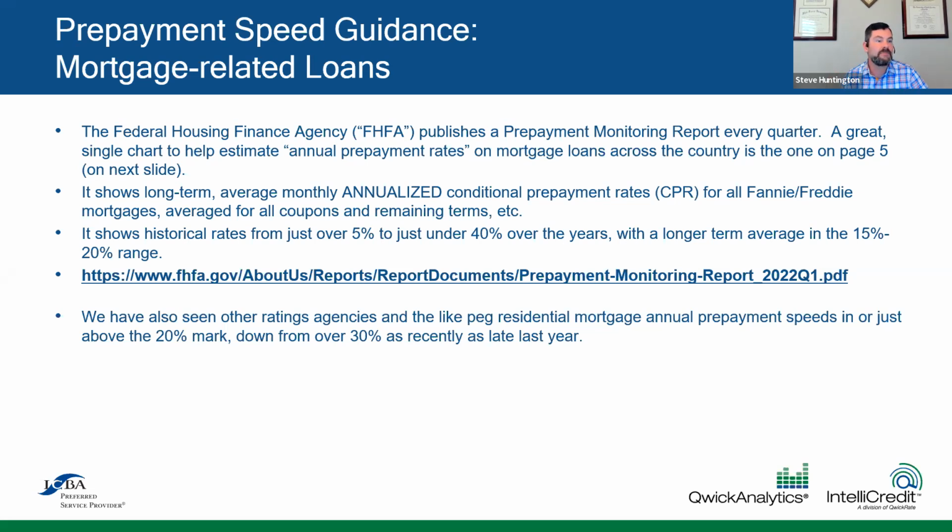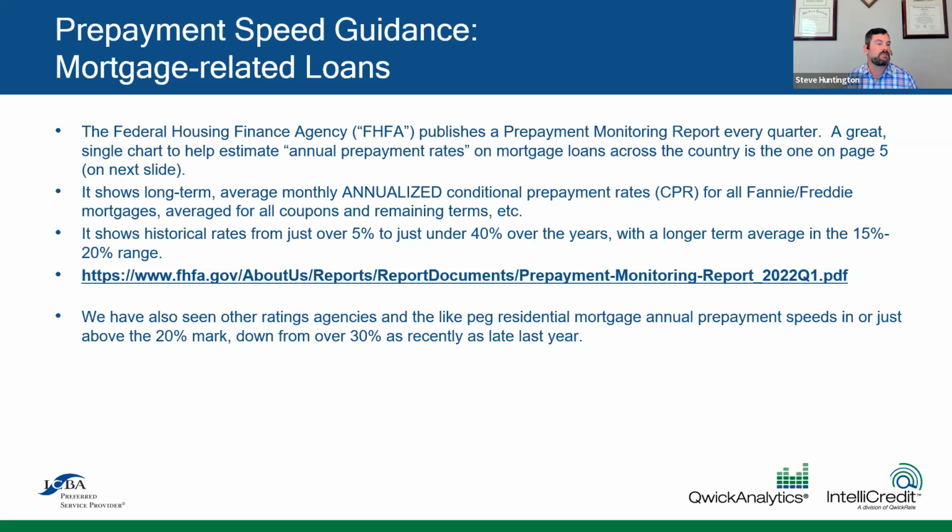The FHFA publishes what they call a prepayment monitoring report every quarter. It's surprising that it isn't more obvious and available on their website. It's there, but you have to dig to find it. We finally found it. It gets updated every quarter, and it presents long-term average monthly, or annualized monthly, conditional prepayment rates, or CPR rates, for all Fannie and Freddie loans, averaged for all coupons and remaining terms. So that's a really good single point.